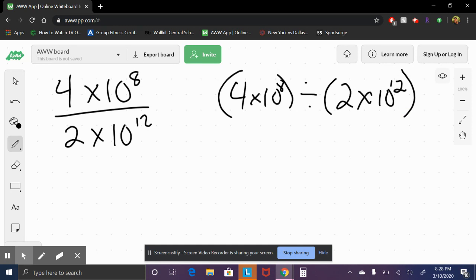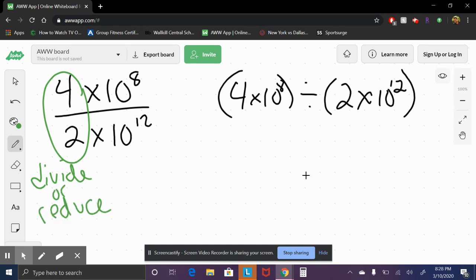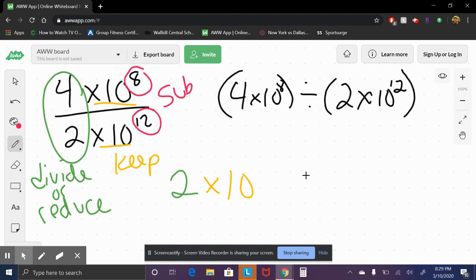Same rules go for when we talked about dividing terms with exponents. We would divide or reduce the numbers out in front. 4 divided by 2 is 2. We keep the powers of 10. Right, keep those. And we subtract the exponents. 8 minus 12 is negative 4.